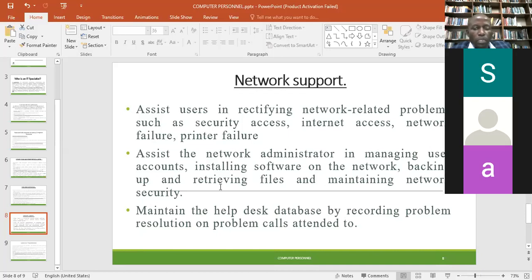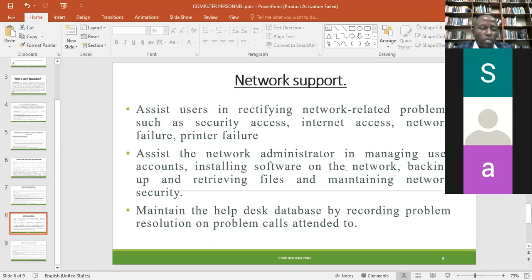They should be able to assist the network administrators in managing user accounts, installing software on the network, backing up data and retrieving files, and also maintaining the network security. The other third role again is for you as a network support specialist to maintain the help desk database. The help desk database, remember, this kind of work now will be related.